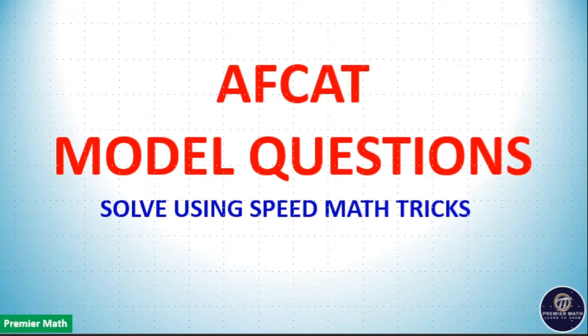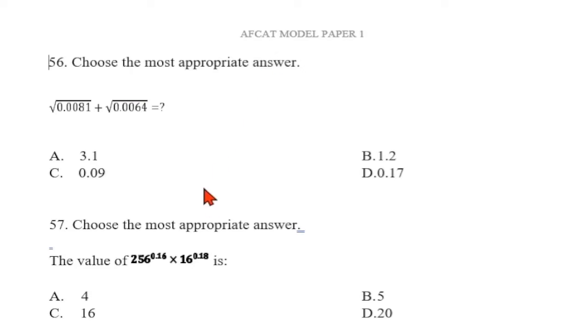Our first question is, choose the most appropriate answer. Root of 0.0081 plus root of 0.0064. Here 9 square is 81 and 8 square is 64. 9 plus 8 is 17. So option D is your answer.